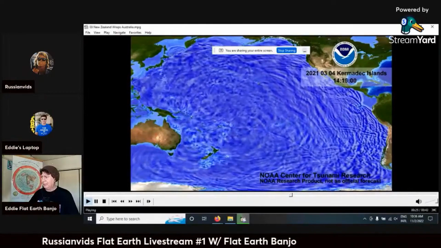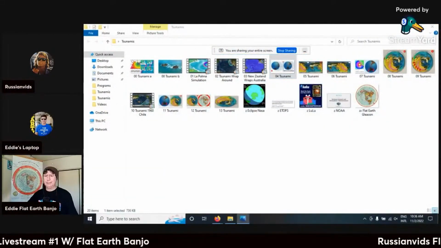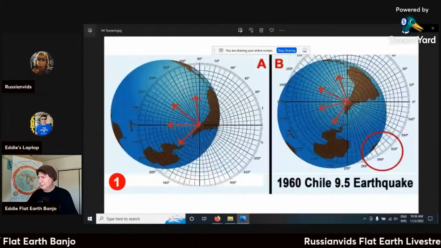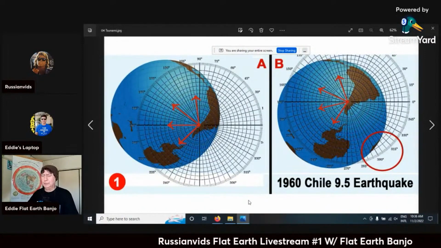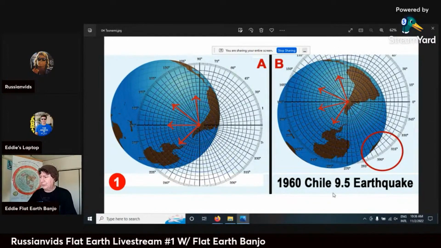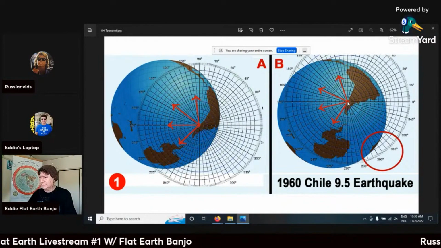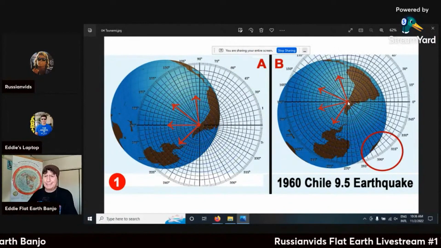Okay, now the point I want to make is this one here. In 1960, we had the biggest earthquake ever to be recorded in modern history. We had a 9.5 earthquake in Chile, right here. Okay, the earth shook for 11 minutes.